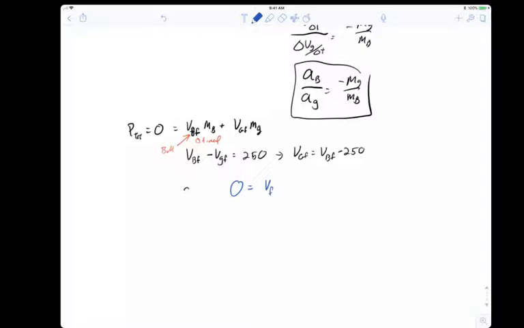So 0 equals the mass of the bullet, which is 0.01 kilograms, times V final, plus V final minus 250 times the mass of the gun, which is 5 kilograms. Are guns really 5 kilograms? Never held a gun. I mean, I guess I have. Maybe it's a big heavy gun. So you do some algebra, and that's 5.01 times V final minus 250 times 5, which is 1250. And I solve algebraically for V final.